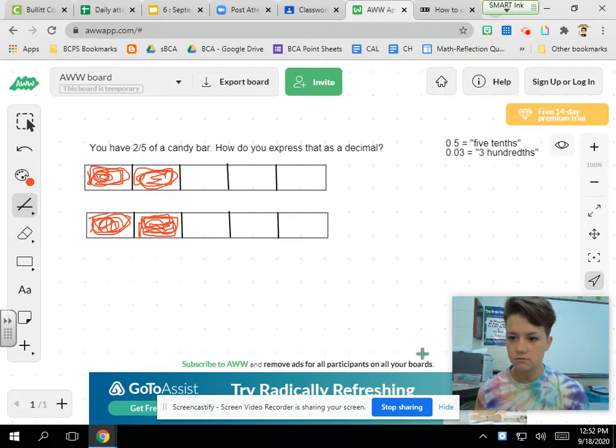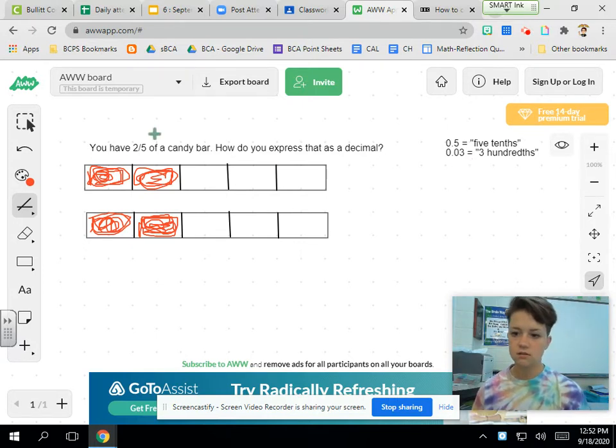Today we're going to look at converting a fraction to a decimal. The key to doing this is to imagine everything out of tenths or out of hundredths, because if you'll see over here, if we have the decimal 0.5, we call that 5/10. There's a 5 in the tenths place. If we have 0.03, we call that 3/100ths, because there's a 3 in the hundredths place.